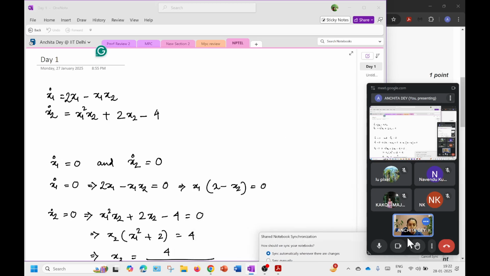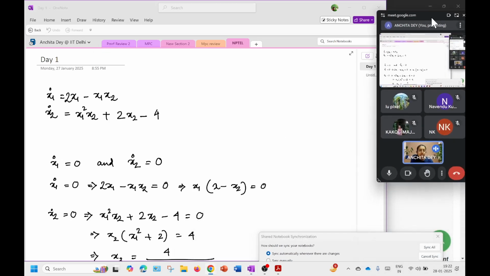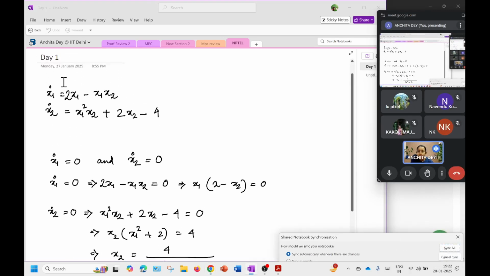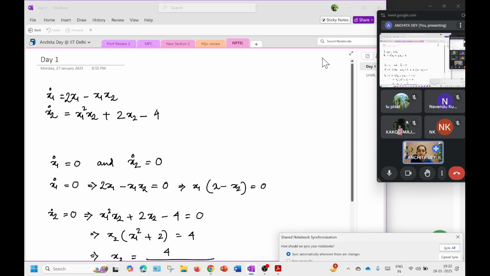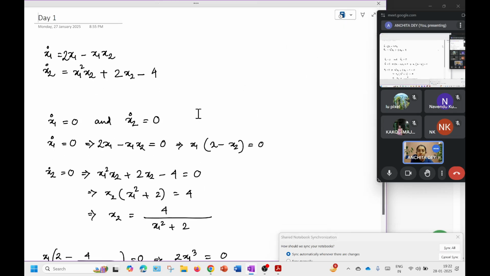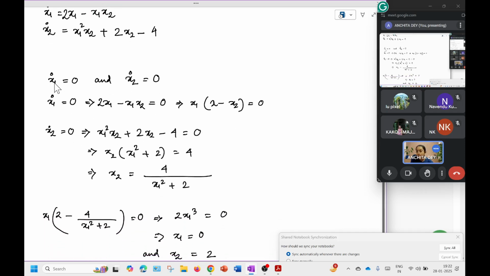Okay, so this is our first question's solution. So we have x1 dot equal to 2x1 minus x1 x2, and x2 dot is equal to x1 square x2 plus 2x2 minus 4. So like we discussed earlier, we put x1 dot to be equal to 0 and x2 dot to be equal to 0 as well.